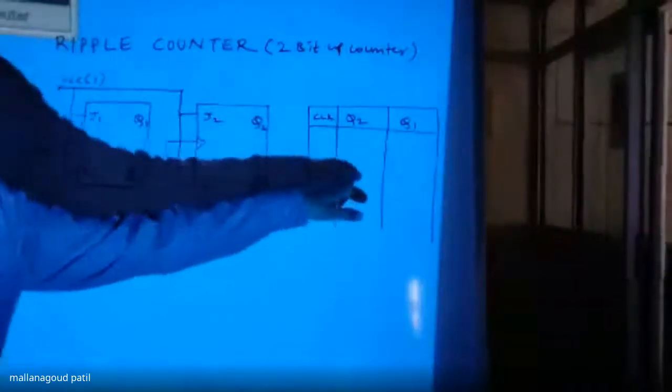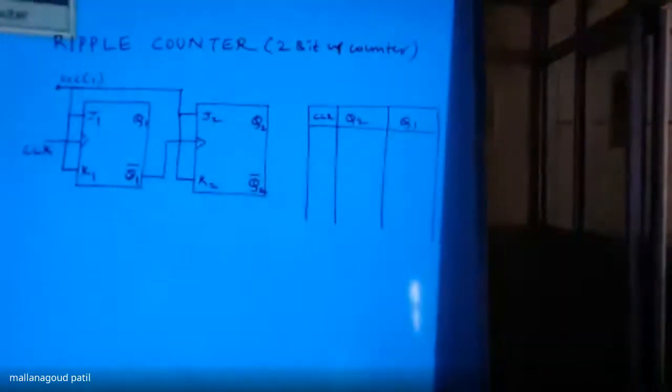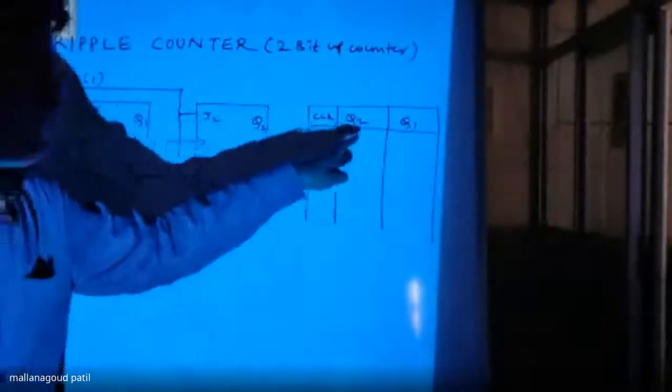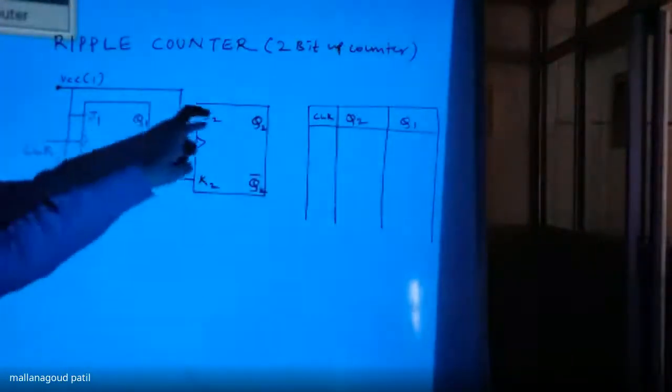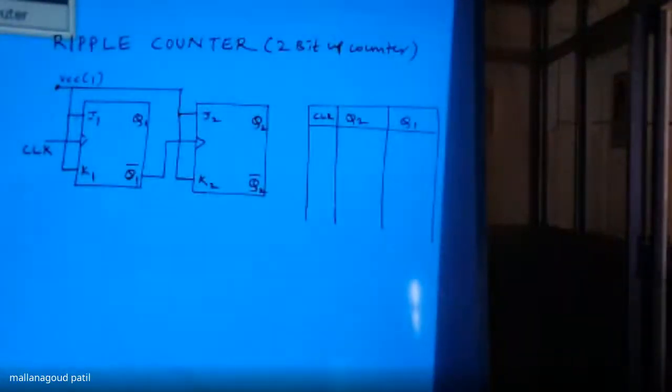Q2 is the LSB. While drawing the truth table, the LSB should be written on the right first, and the MSB next to it. When you are writing Q1 and Q2, your truth table should be Q2 and Q1. It's okay. The state representation will always be in 1-0 fashion. This I also cleared.